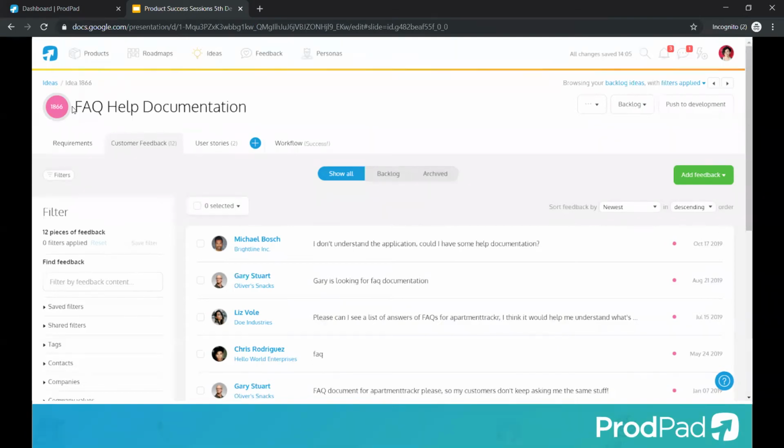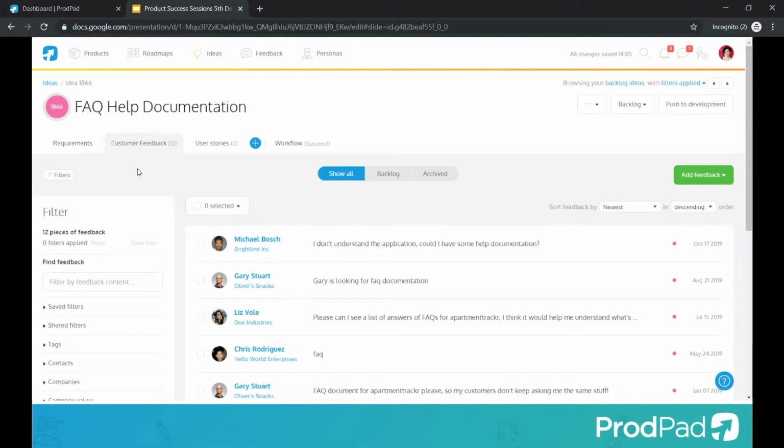So in this example, you can see that we have an idea in our demo account around FAQ help documentation. That could have been an idea added by someone in support, for example, or someone in customer success, and it's probably got requirements set around it. But you can also see how many pieces of feedback you've had that relate to that idea.